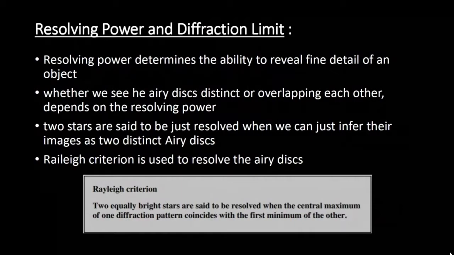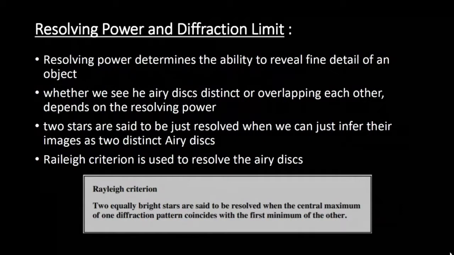So the central bright disk represents the image of the object where it is situated. Now suppose we wish to observe two close stars that appear equally bright. Close stars in the sense they're not really close, but apparently from our point of view, they appear to be close. So when we want to observe two close stars, we should be able to observe two Airy disks of the corresponding stars. However, whether we see them as distinct disks or overlapping with each other depends on the resolving power of the telescope.